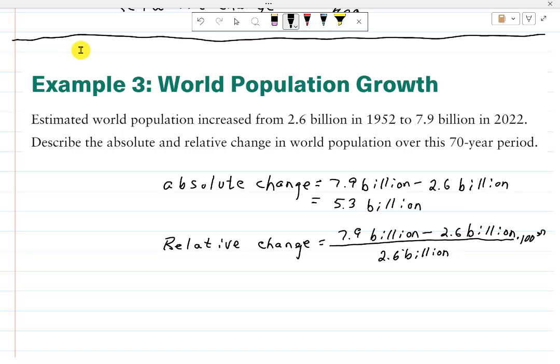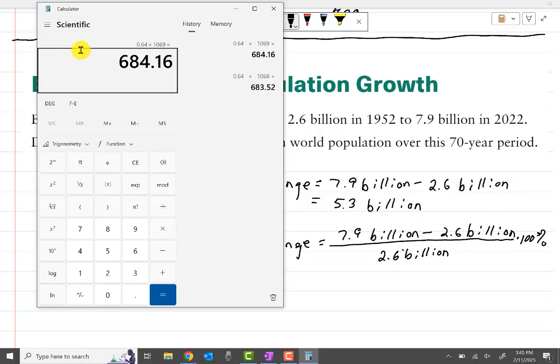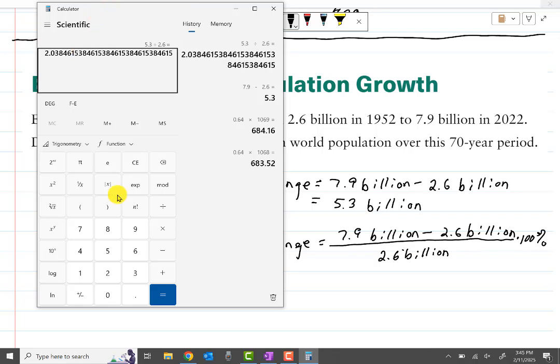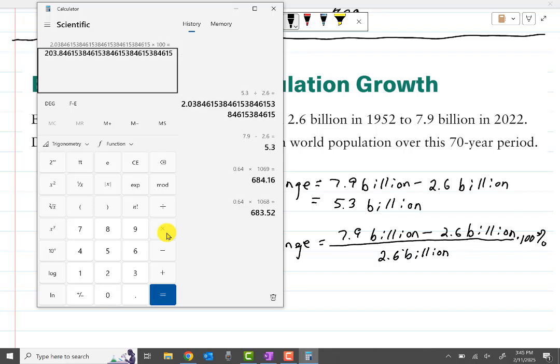times 100%. Let me pull out the calculator for this one. The billions will all cancel out. It's just part of the work. So I'm going to ignore those while I do the work. I'm going to do 7.9 minus 2.6. So you see the top of this fraction, or the numerator, is actually just the absolute change. When I divide it by 2.6, I'm comparing it to 2.6. And then multiply by 100%. And I'll just round to one decimal place. It looks like I'm going to get 203.8%.